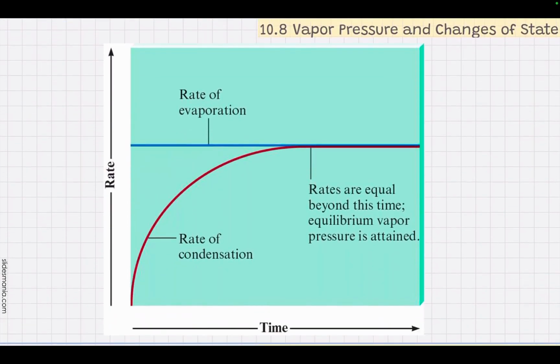So this is representing that equilibrium point. In the beginning, the rate of condensation is lower because there aren't that many gas vapor particles. But then as time progresses, eventually you reach the point where the rate of the evaporation and the condensation are equal.